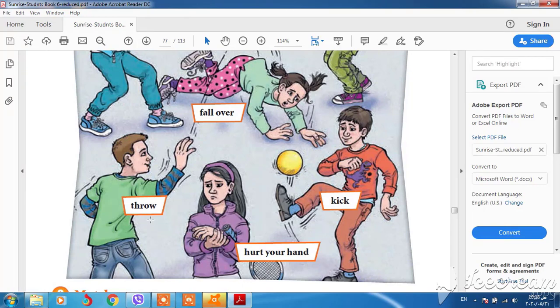Throw, it will be threw. This o, it will be e for the past. Okay, threw the ball to my friend. Hurt your hand, it will be the same thing. Hurt for past and for present. Okay, pay attention for this one.